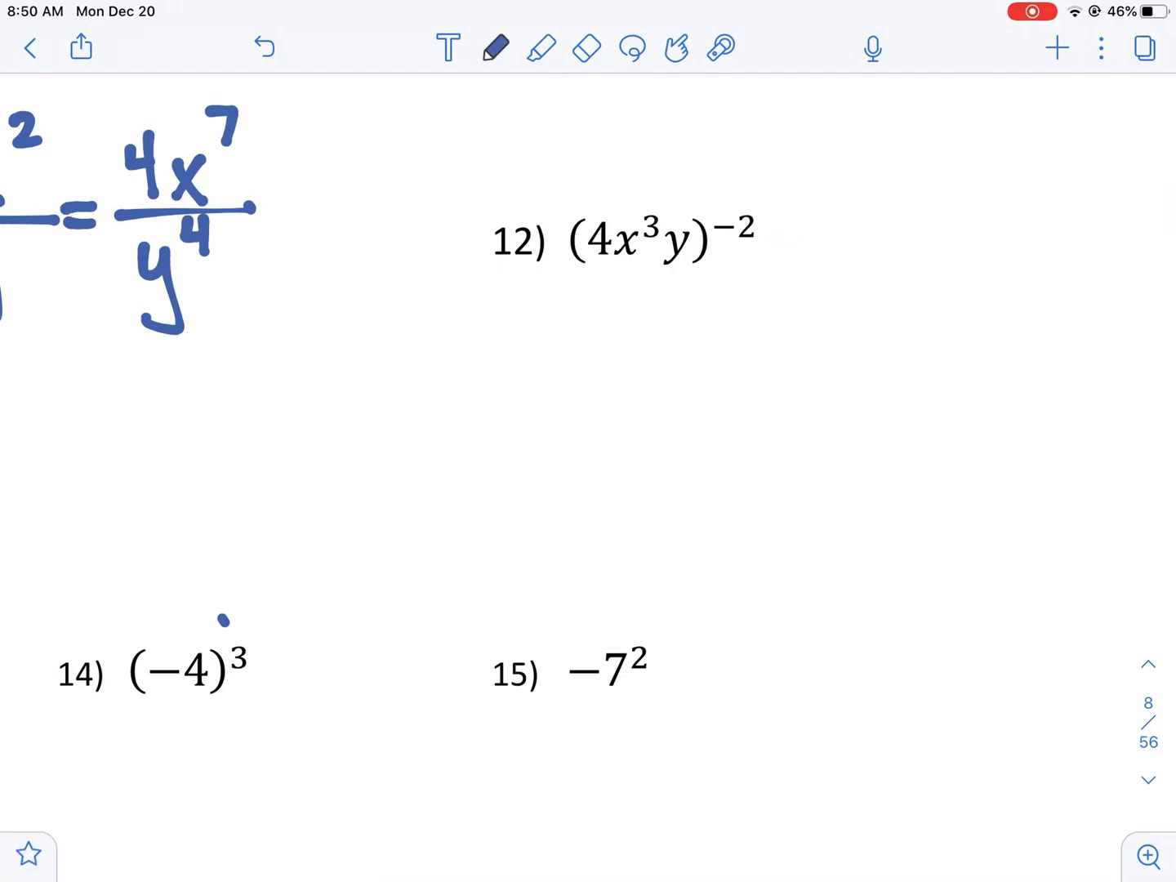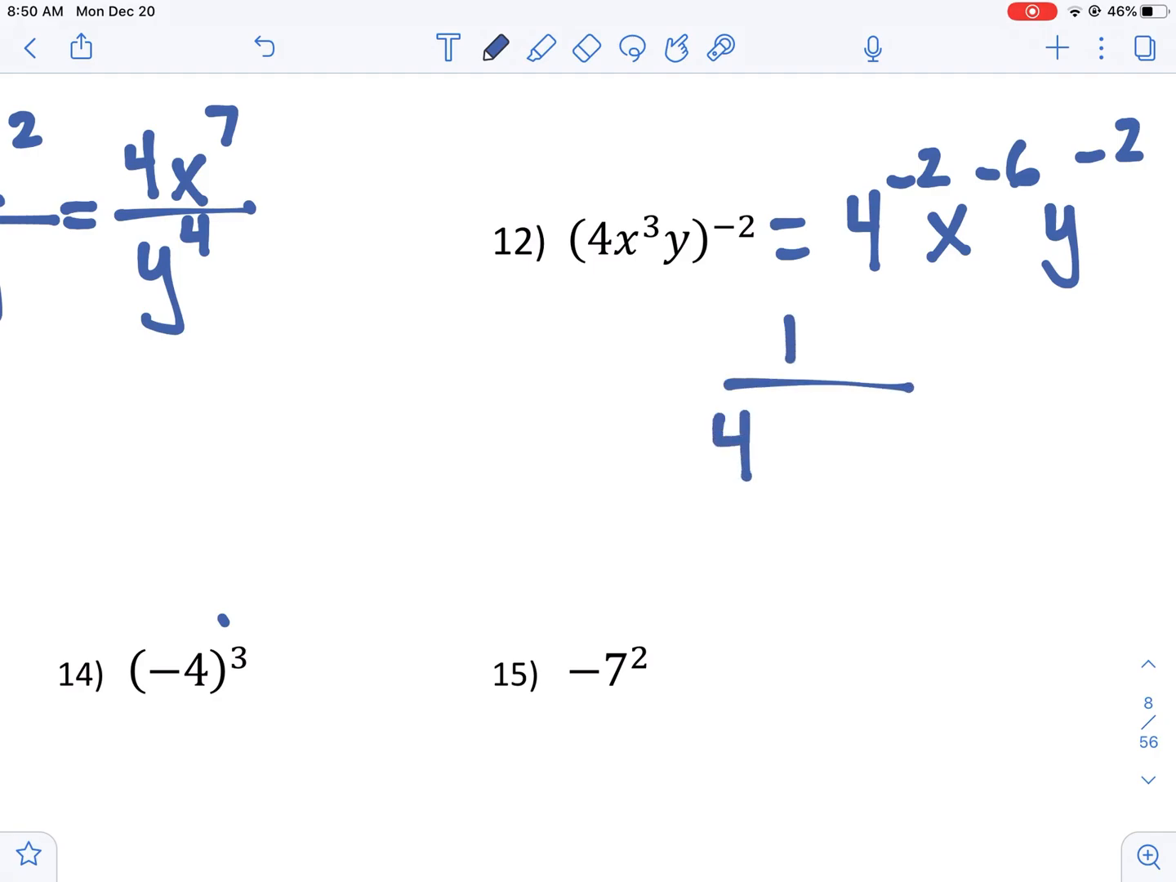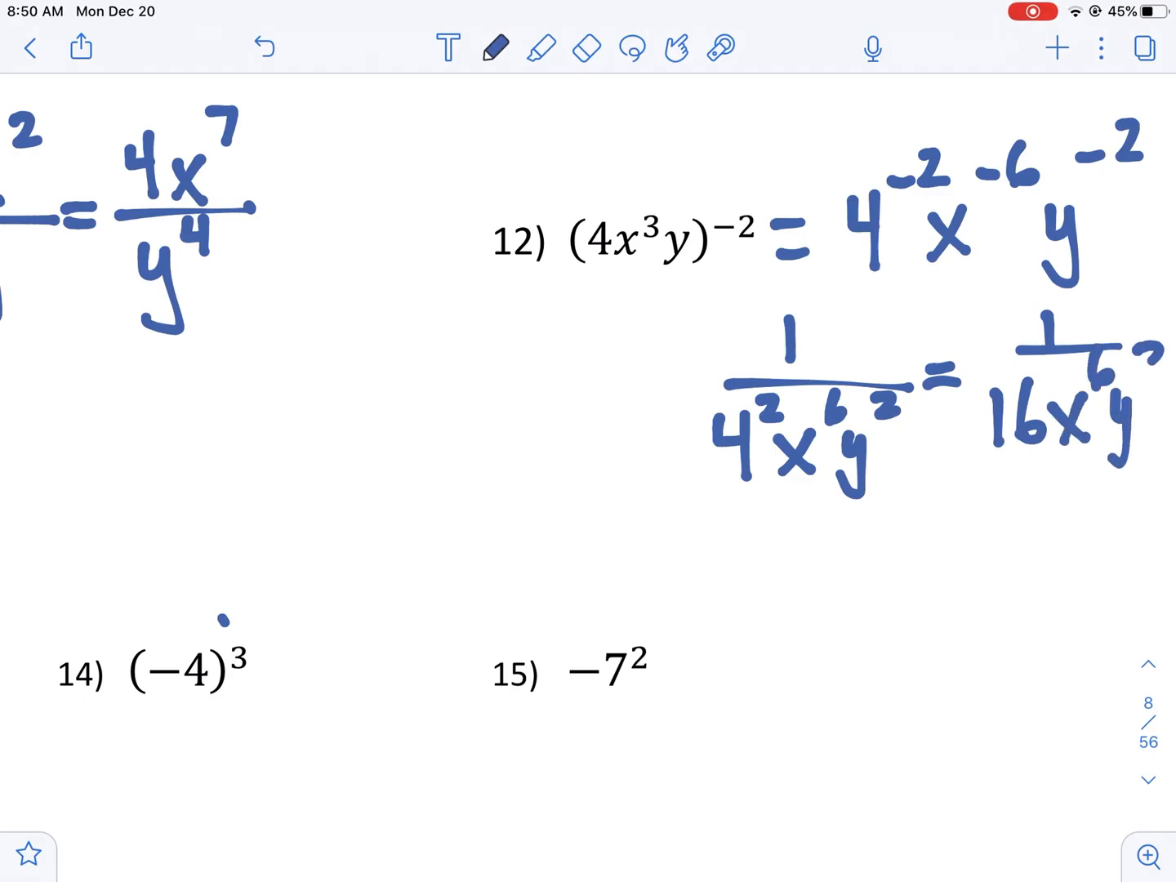Then we have to the negative 2. So if I distribute this, it becomes 4 to the negative 2, x to the negative 6th, y to the negative 2. Well, we know we don't want negative exponents, so everything moves to the bottom. So 4 squared, x to the 6th, y squared. And well, I know 4 squared is 16. So x to the 6th, y squared.